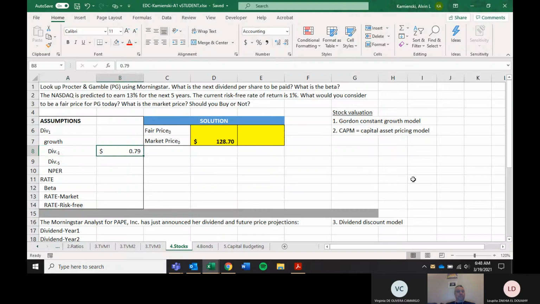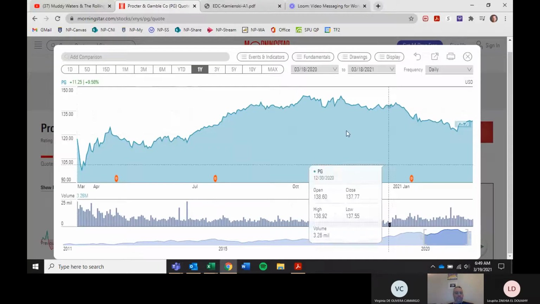So if we were to annualize this, for example, what did we know? That the dividend that it just paid was 79 cents, but it was paid 4 times for the year. So they just paid an annual dividend of $3.16. Now, what we can look at then is what were they paying 5 years ago?